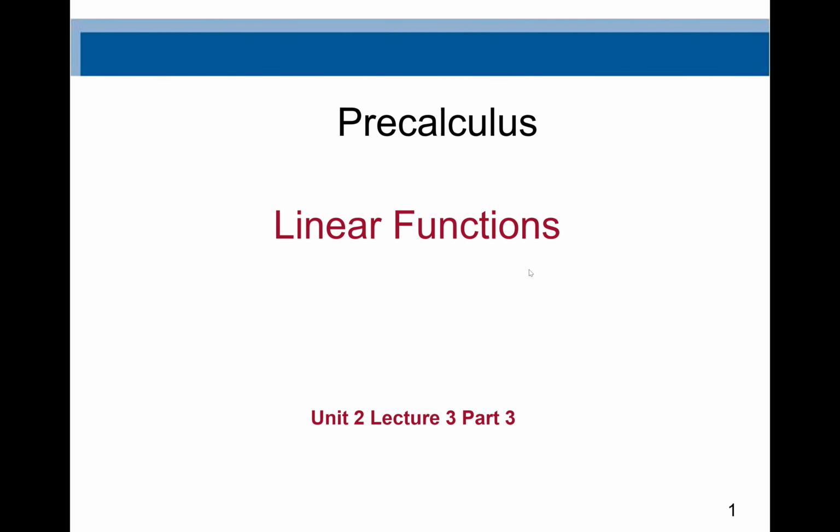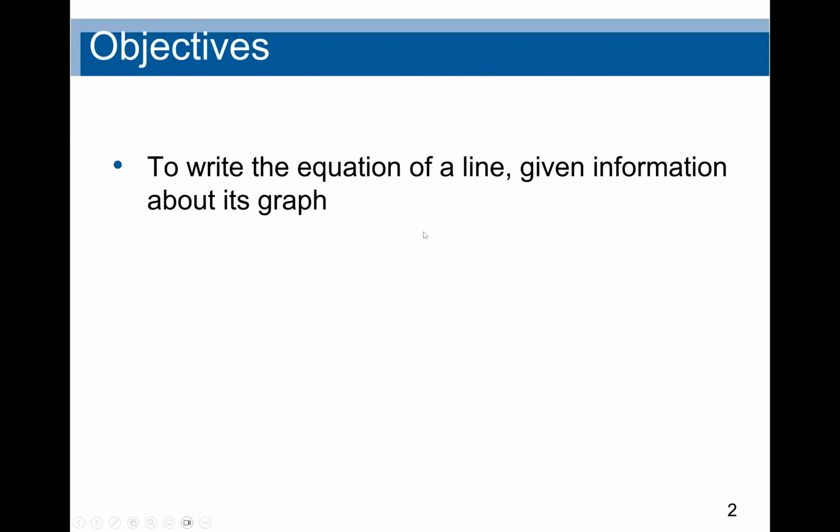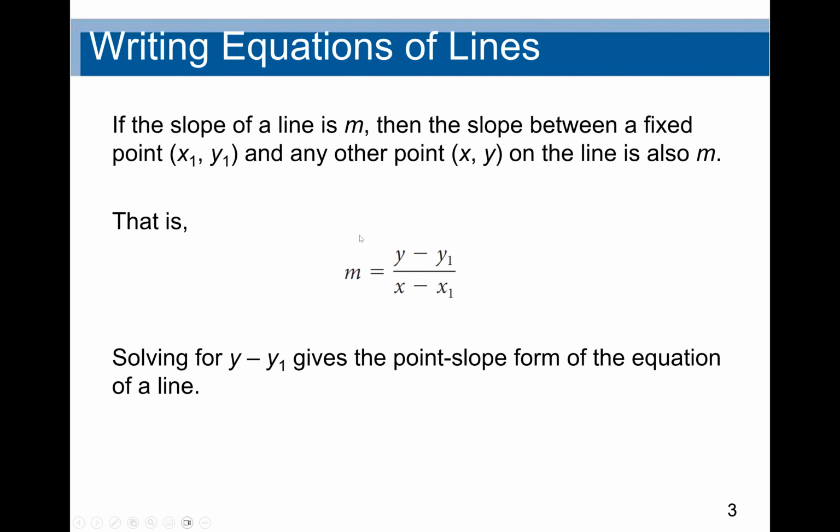This lecture covers the linear function. Our main goal is to learn how to write the equation of a line if information about its graph is given to us. So if the slope of a line is m, then the slope between the fixed point (x1, y1) and any other point (x, y) is equal to the difference of y divided by the difference of x.